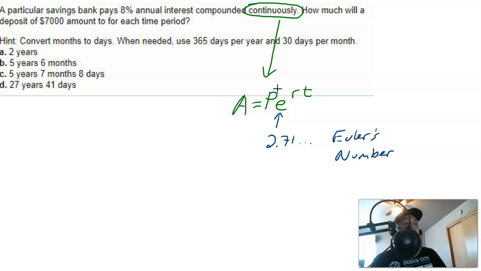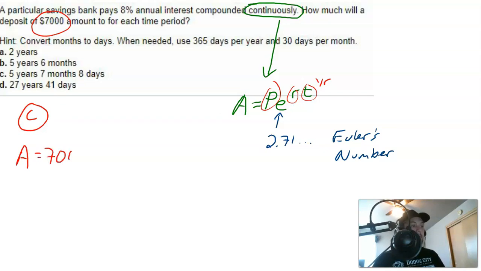All the other variables mean what they meant before. R is the interest rate, T is the time in years, that's the important part here, and P is the principal. So again, it's another plug and chug type of situation. Let's do part C because the time there is going to be the most difficult one to deal with. So we're going to have A equals P, which in this problem is $7,000. That's our initial investment. E to the power of R, which is 8%, which we have to write as a decimal, so 0.08, times the time, which is going to be 5 years, 7 months, and 8 days.